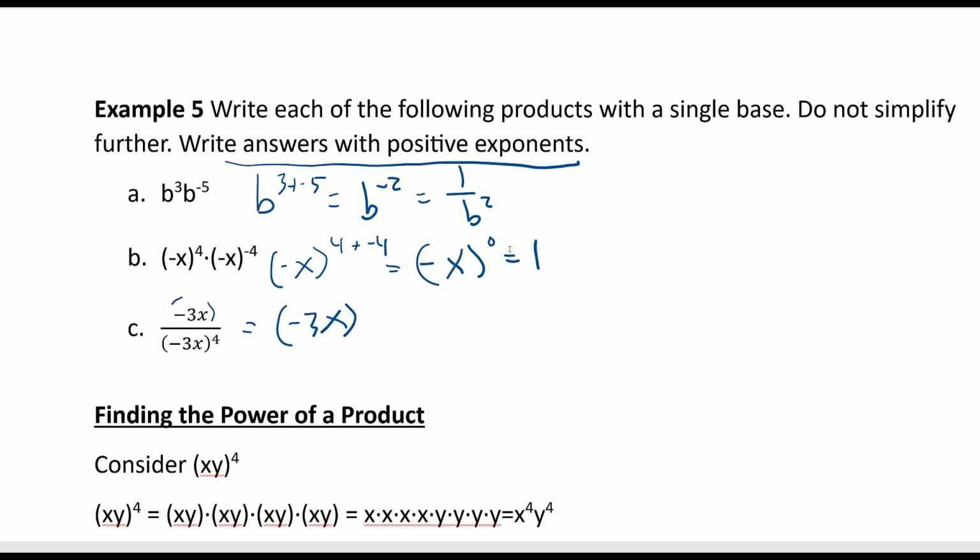And here we have negative 3x. The one on top has a power of 1, so 1 minus 4, negative 3x to the negative 3, or 1 over negative 3x cubed. And you probably saw it here and you're shouting at me, why don't we just cancel this one here with that, leaves a 3. You could do that too.